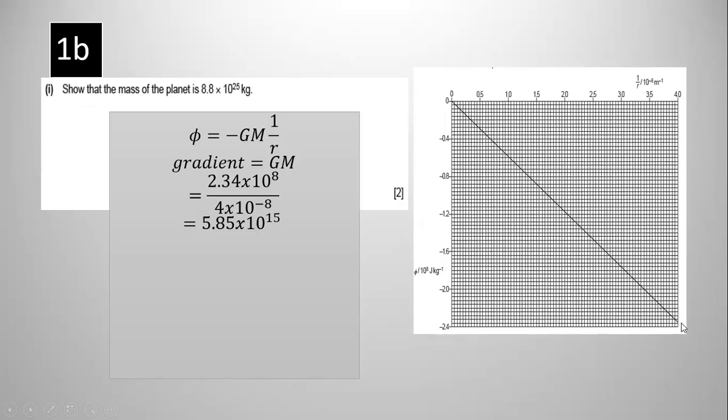2.34 times 10 to the power 8 divided by 4 power minus 8. So we get 5.85 times 10 to the power 15, right? Divided by G. There's a G. Okay.